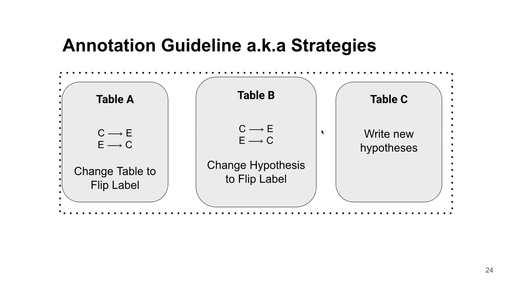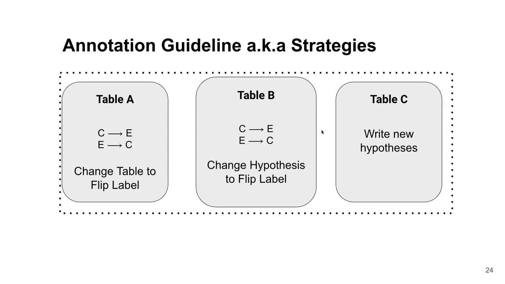And what we basically have is three strategies we ask them to do. For all the Table A, we ask them to flip labels by changing the table, trying to keep the hypothesis the same. So changing the table is the main approach there. In Table B, we ask them to change the hypothesis, trying to keep the modified table as it is, but with the labels flipped. And in Table C, we ask them to write a new hypothesis.